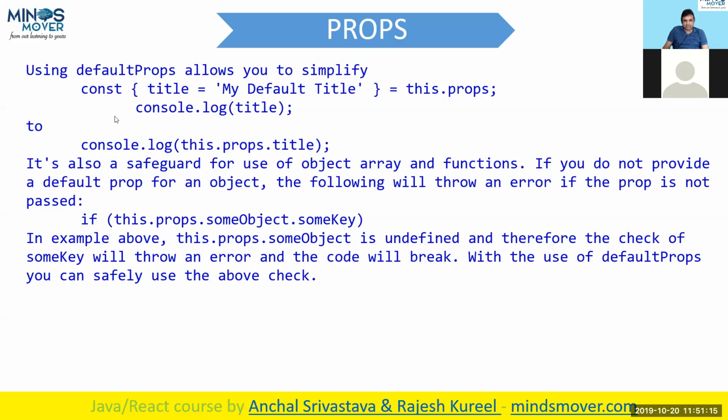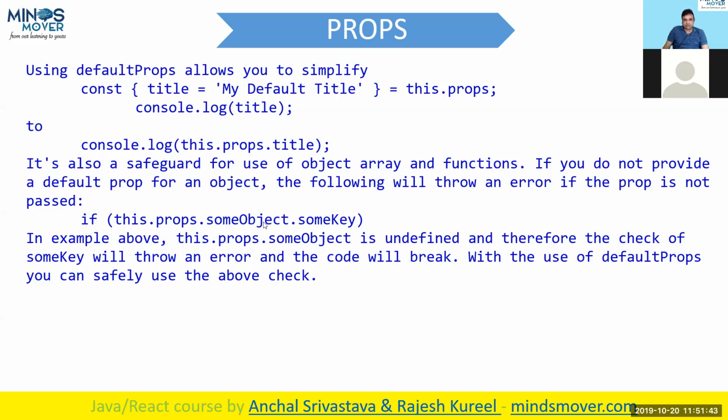So see, if you look at this slide, there is one example: this.props.someObject.someKey you're checking, right? And then someObject, someone hasn't passed it, right? So it will be undefined, and this code will throw an error. That's why it's always advisable to declare a default value, so that in your code you can easily do this kind of checks. Understand? Yeah, got it.